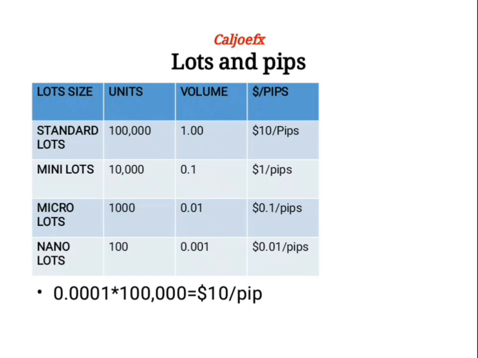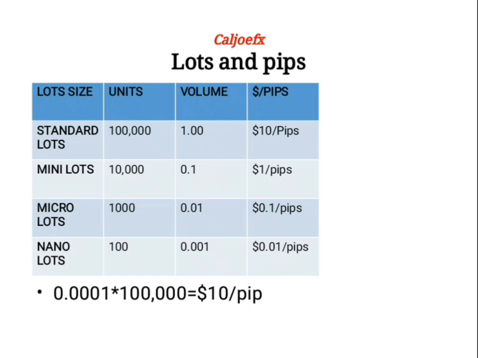Then you can see the dollar per pip. We have $10, $1, $0.1 per pip. Then for nano lots we have $0.01 per pip. Now, how can you understand this more clearly?